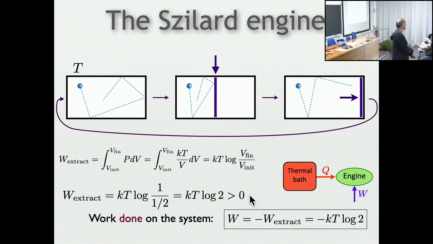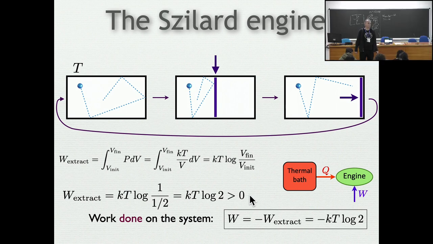This is a violation of the second law of thermodynamics, because we are extracting work. This is a perpetuum mobile of the second kind. We are extracting work in a cycle from a single thermal bath. And we can do this 10 to the 23 times and get a joule or whatever. k is very small, but in principle, nothing prevents this from being repeated many, many times, and then we could get a macroscopic amount of energy.